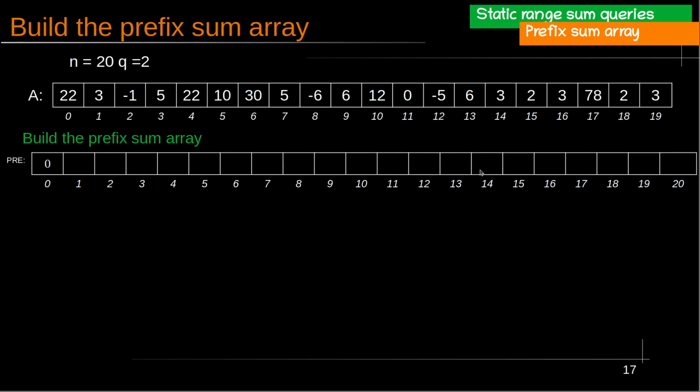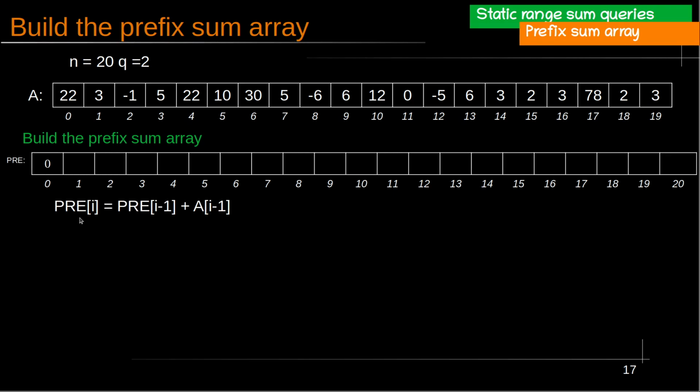How to build this prefix sum array? We have our original array here, A. If we take here the size 20 and just 2 queries, for example, the original array is, as you see, 20, 22, 3, -1, etc. For the prefix sum array, we're going to build a new array of size n plus 1. And we're going to put in the first cell at index 0 the value 0, and we're going to use this formula.